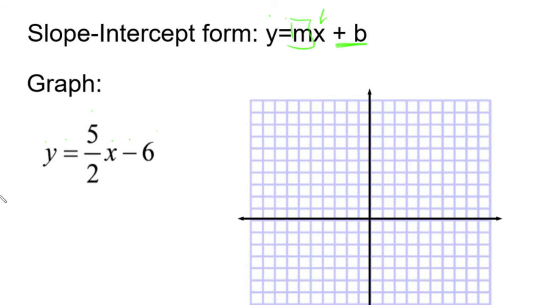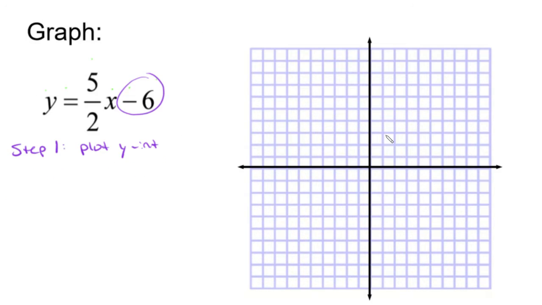So the first thing you want to do is plot the y-intercept. This number here is the y-intercept. This is the value of y that your graph touches on the y-axis, which is negative 6. So you would go down to negative 6, 1, 2, 3, 4, 5, 6, and plot a point. Right? This is your y-intercept.